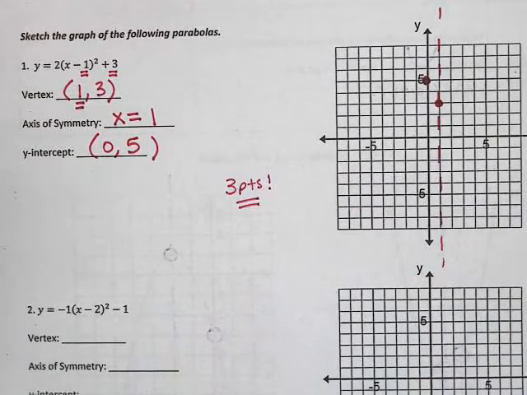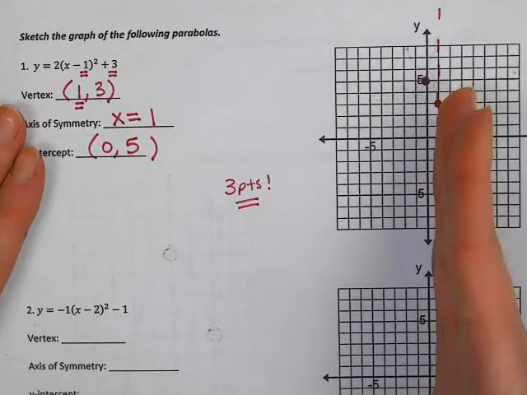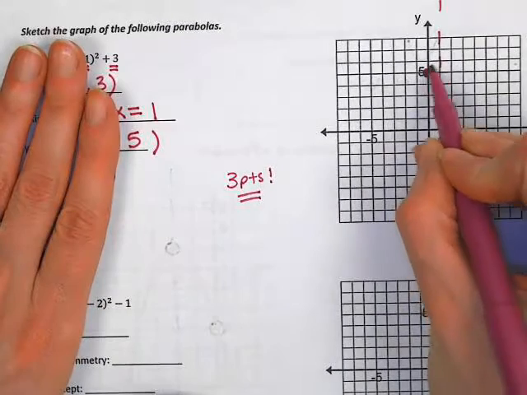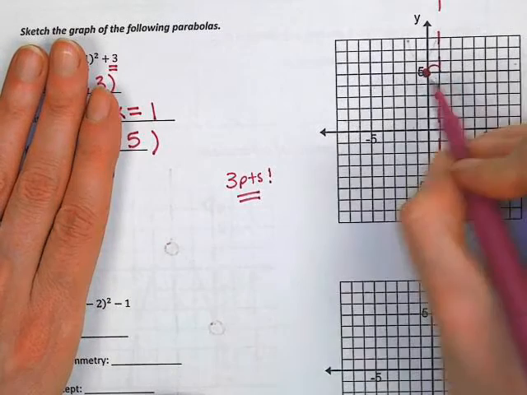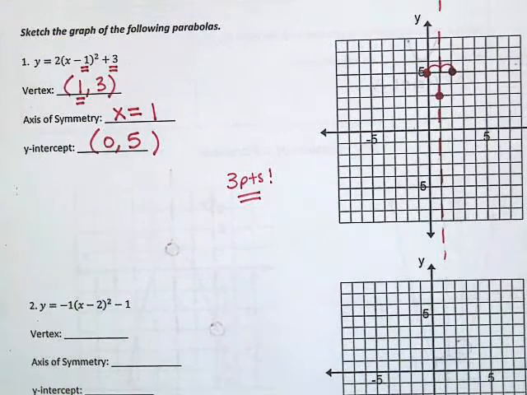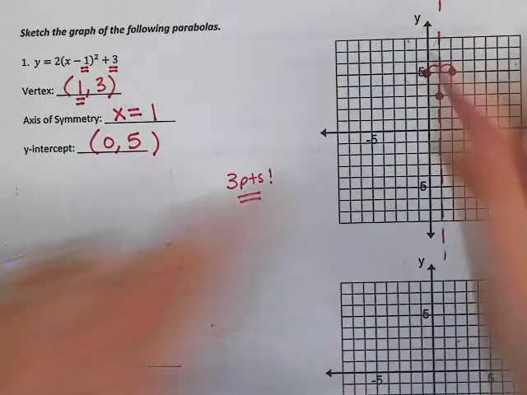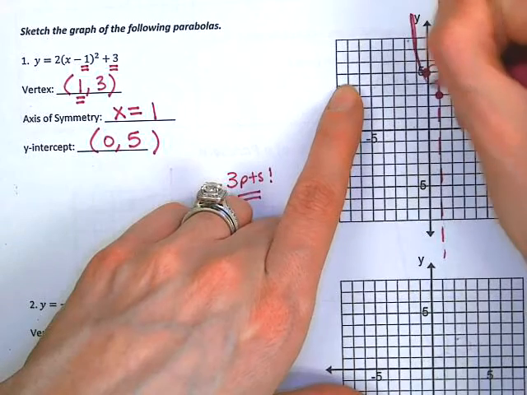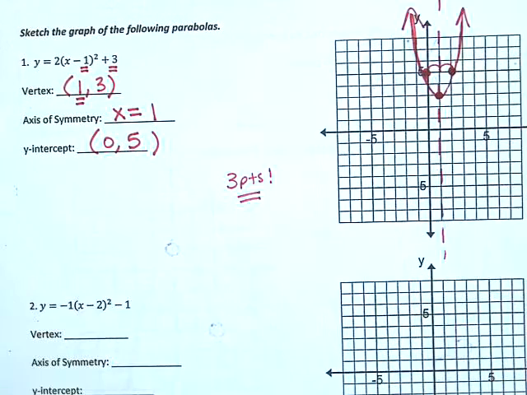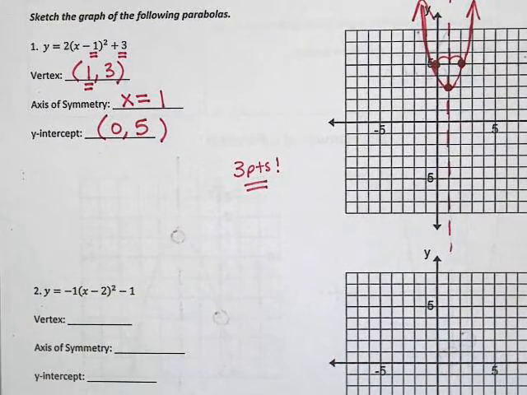Where do you guys think the other point's going to be? So it comes from symmetry. So if this is your line of symmetry, if this point is 1 away from it, then there's got to be a point 1 away on the other side of it. So you're going to use symmetry to get your extra point. And then if you guys connect the dots and try to make it kind of curvy so it looks like a U, that's how you graph a parabola with the vertex and the y-intercept.